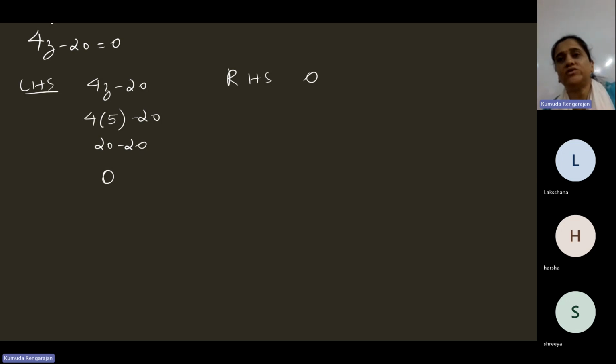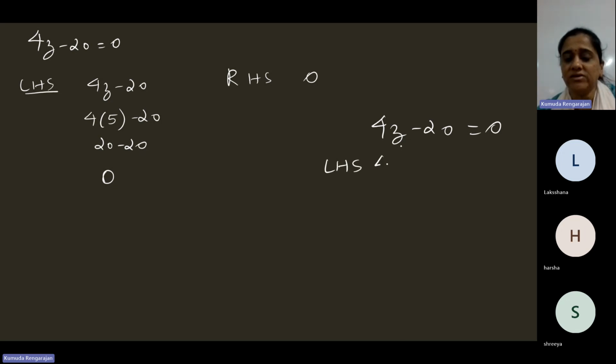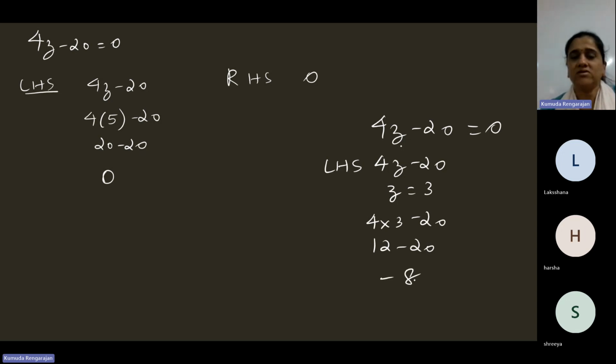You give some other value for z. Give a different value for z in 4z minus 20. Say 3. Suppose we take 3. So this is the equation. We'll use the left-hand side first. 4z minus 20. We'll take z as 3. So 4 into 3 minus 20, 12 minus 20, minus 8. So the value of the left-hand side is minus 8.